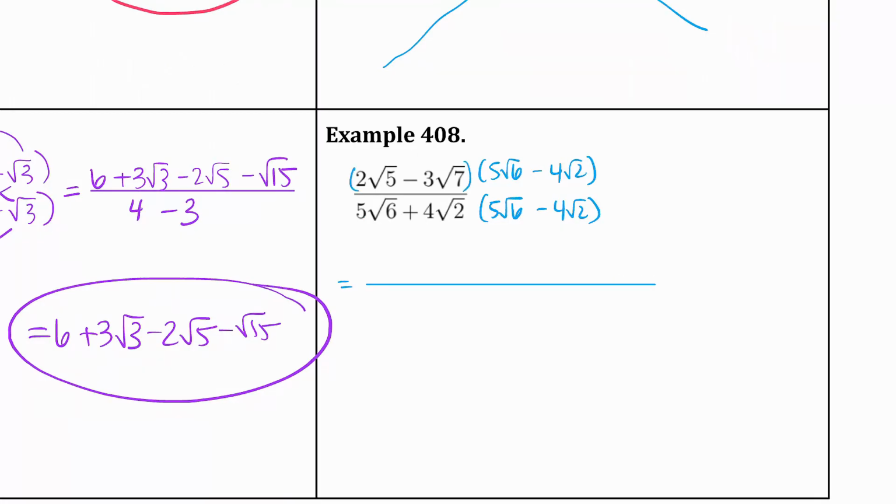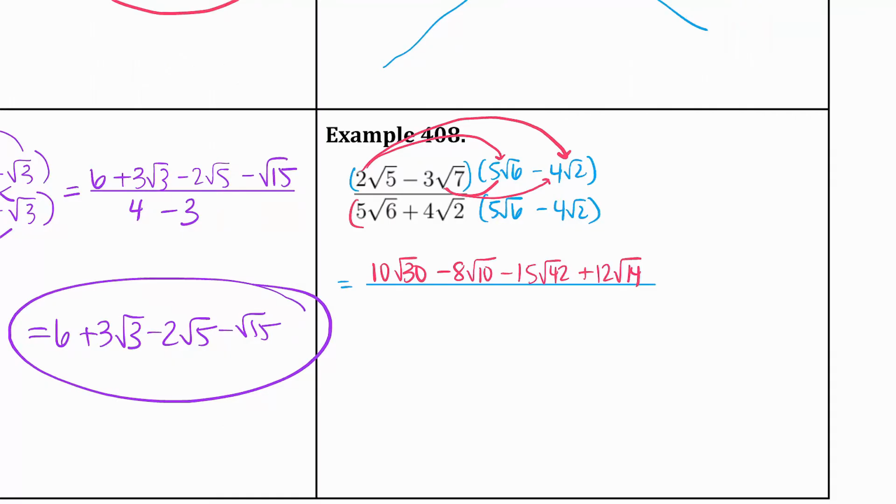So on the numerator, if we multiply this out, this one times this one gives me 10 square root of 30. This times this gives me minus 8 square root 10. This times this gives me minus 15 square root 42. This times this gives me plus 12 square root 14. And if we go through and try to simplify all of these, actually none of them will simplify, so our numerator just stays as is.